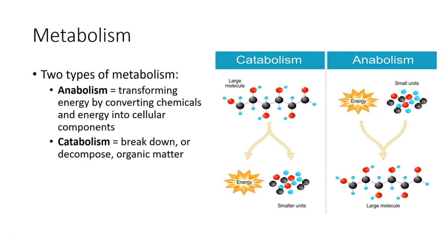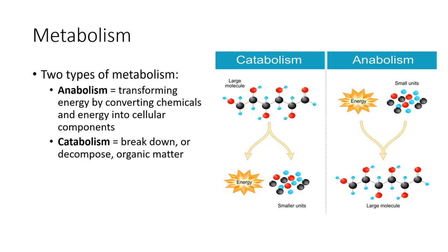So there are two types of metabolism, catabolism and anabolism. They are kind of opposite sides of the same coin. So anabolism is transforming energy by converting the different chemicals and energy into different cellular components. And so this is basically taking energy and little building blocks, and making bigger things. So this would be the creation of new materials.